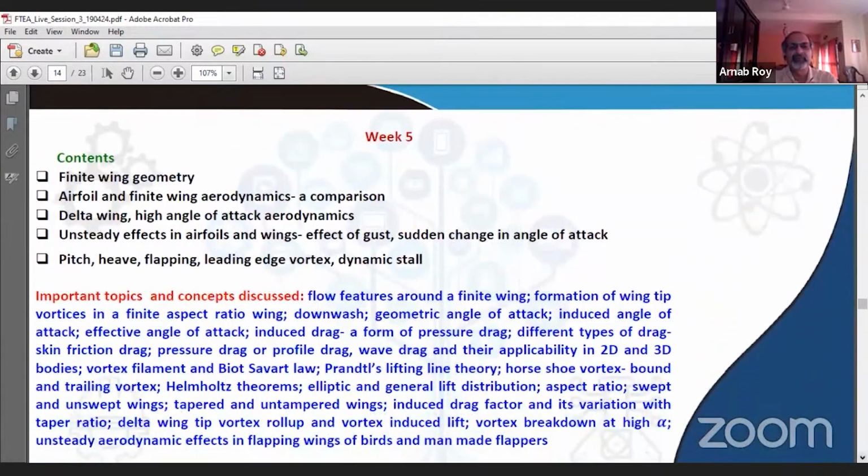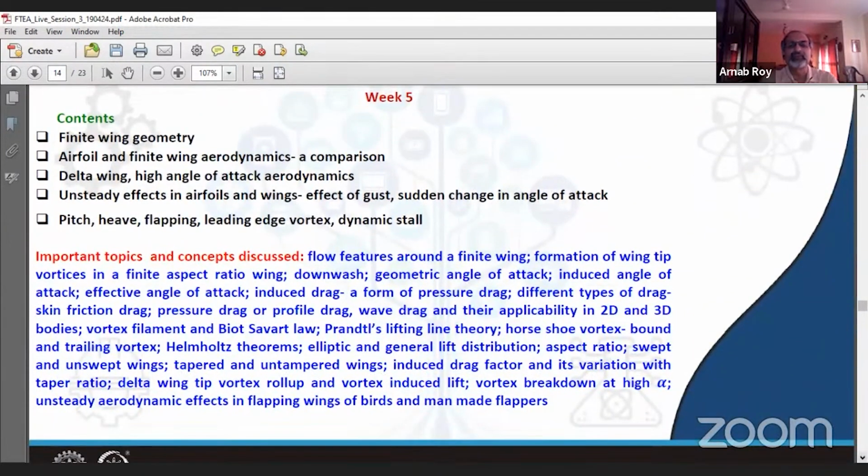In week 5, we extended our knowledge of airfoil to finite wing, and then we learned how the aerodynamics varies between an infinite wing and a finite wing.